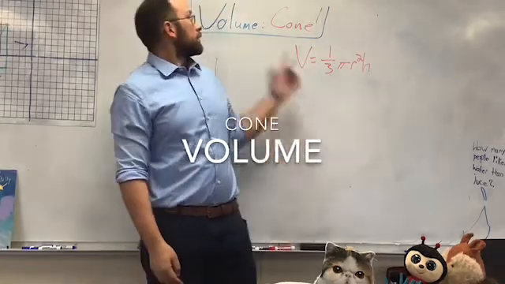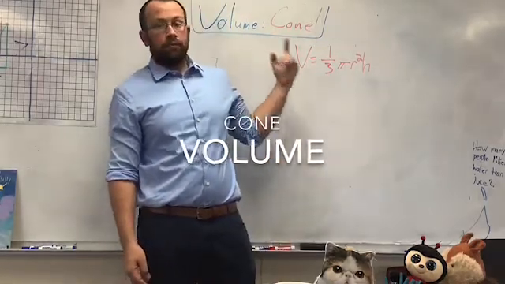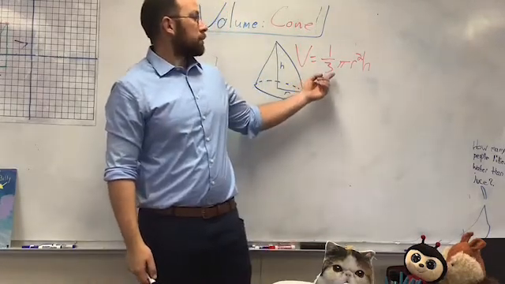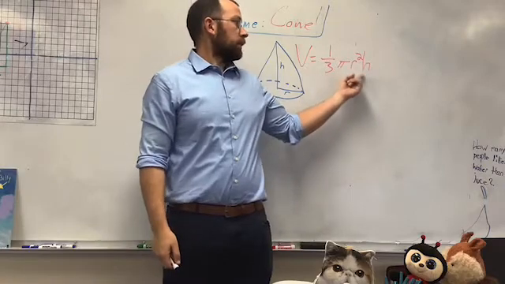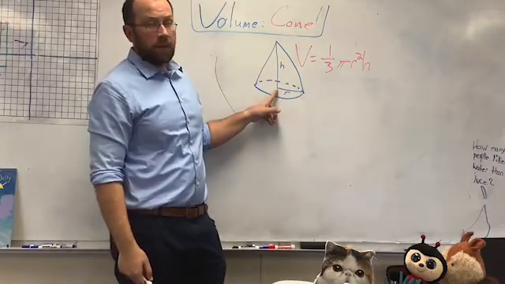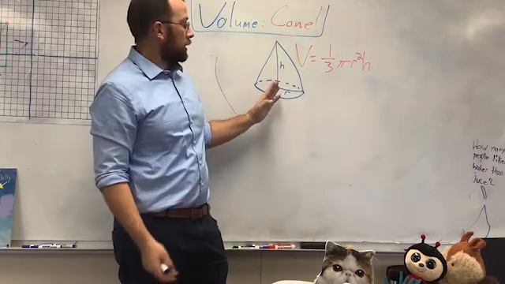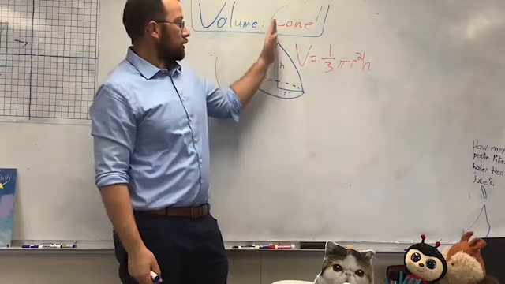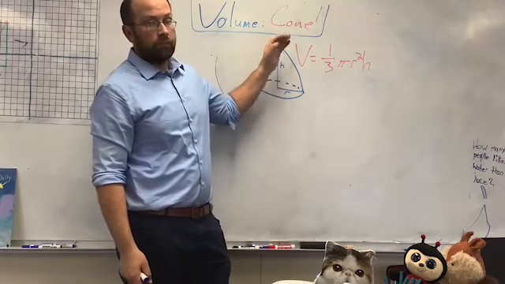Hello, today we're going to talk about the volume of a cone. The formula for the volume of a cone is 1/3 pi r squared times the height. This is basically what the cone looks like. Your radius is still the radius of your circle, that is the bottom of the cone, and your height is just directly from the circle up to the tip of the cone.